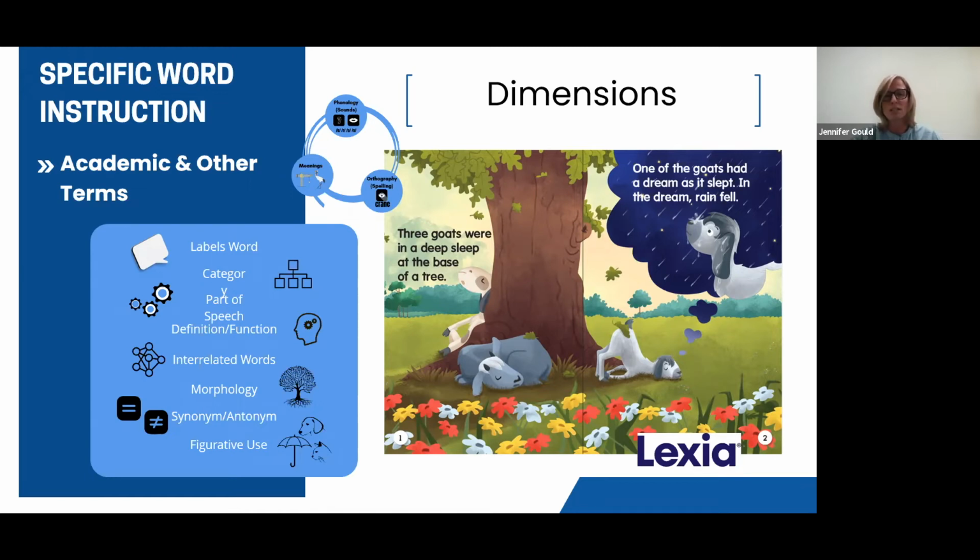3 goats were in a deep sleep at the base of a tree. So first, we could focus on parts of speech. What is the noun, the verb, the adverb? We want to do this as parts of speech are so important for reading comprehension. But this instruction also provides students with the building blocks for teaching students how to write sentences, which are the foundation for writing a story, paragraph, and even an essay.